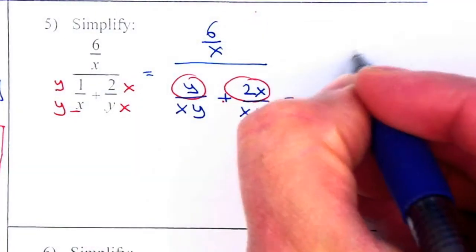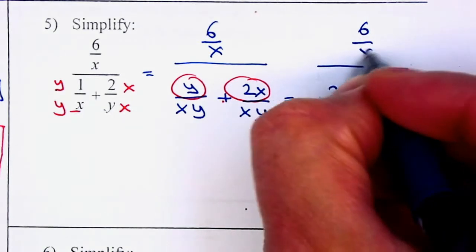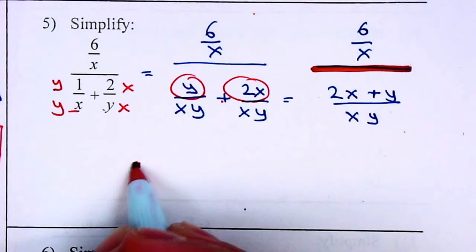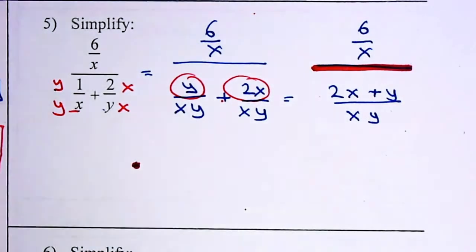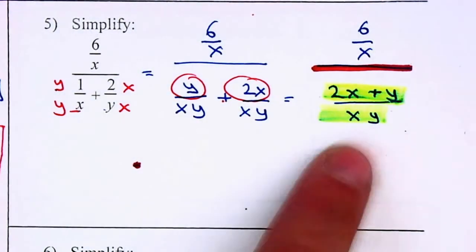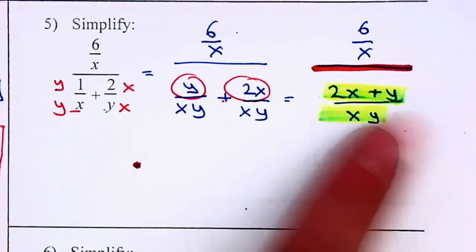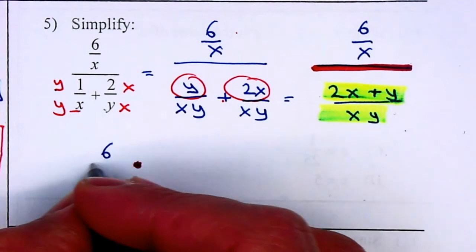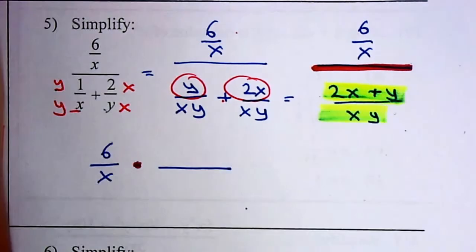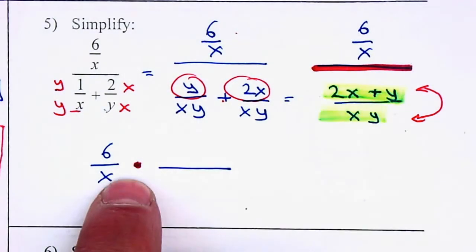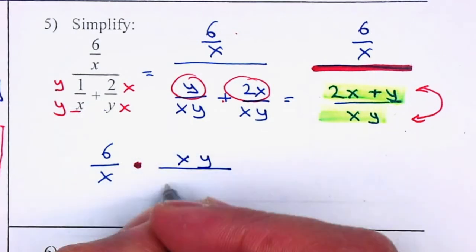6 over x. Now I'm going to change my division to a multiplication by taking the reciprocal of my second fraction. Key thing, you want to make sure that you don't take any shortcuts. Your first fraction should remain the same. Your second fraction, you're going to take the reciprocal because you change your division to a multiplication. I'm going to have an xy over 2x plus y.